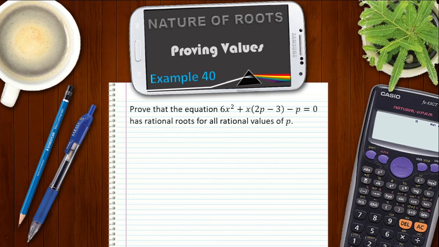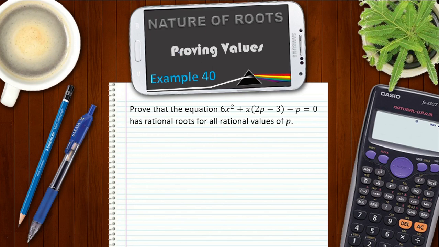All right. Example 40. Prove that the equation 6x squared plus x(2p minus 3) minus b equals 0 has rational roots for all rational values of b. Now, remember when you have this question in an exam, normally in question 1, one of the last questions, when it says find the values, you do what we previously did. When it says prove, well, this is what you do.